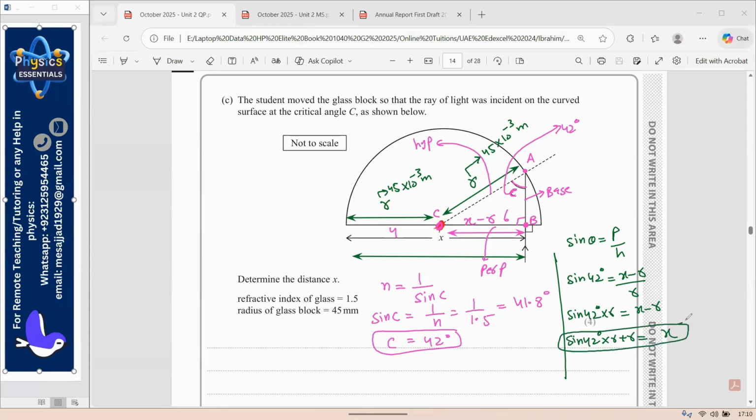So now you just need to plug in the values and do the calculation, and your answer is going to be 0.075, which is rounded off to two significant figures, and the answer becomes 75 mm. Okay, because all the data of the length is given in two significant figures, so your answer should be in two significant figures as well.